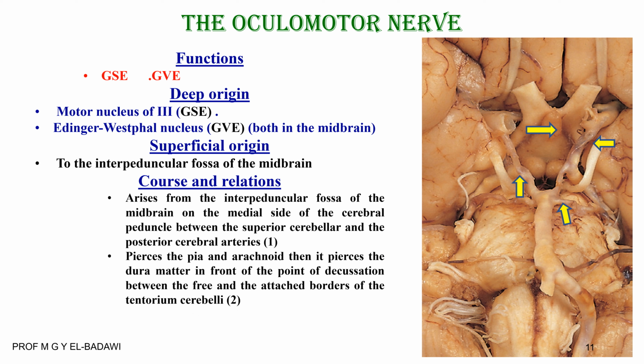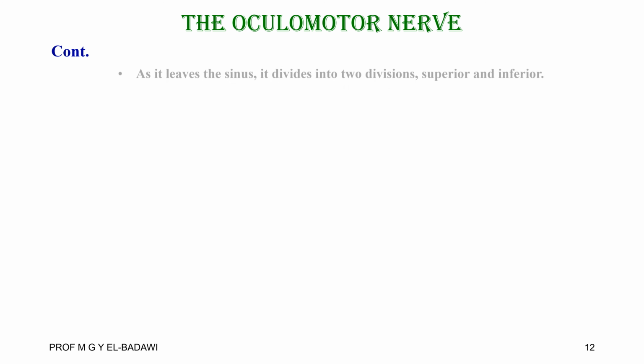It pierces the pia, the arachnoid, as we said, pierces the dura in front of the point of decussation between the free and attached borders of the tentorium cerebelli in figure 2, the last one, and then passes within the lateral wall of the cavernous sinus just above the trochlear nerve. That's number 3 in the course.